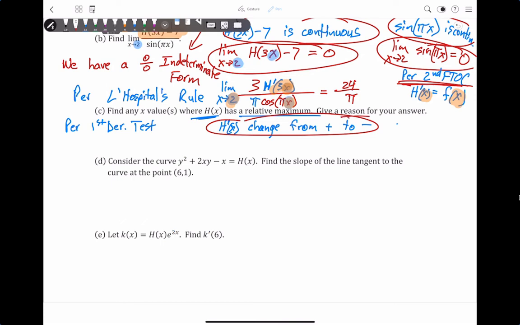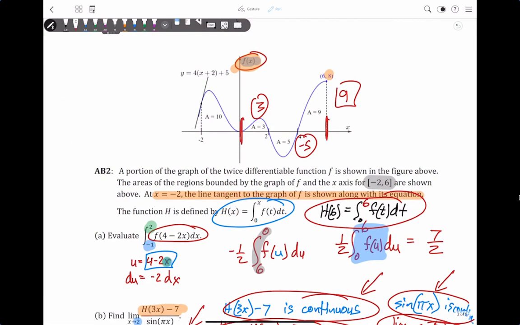Okay, so give the reason. We're going to start with per the first derivative test, and now let's find h prime of x. Well, per the second fundamental theorem, we're going to reference, again, like we did in part B, that h prime of x is equal to f of x. So h prime changing from positive to negative is the same, per the second fundamental theorem, as f of x changing from positive to negative. So on our graph of f of x, we want to analyze, when does this graph change from a positive to a negative? Well, it would change from a positive to a negative, guys, right here at 2.